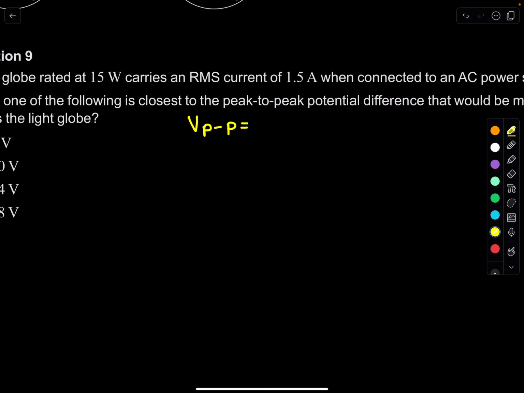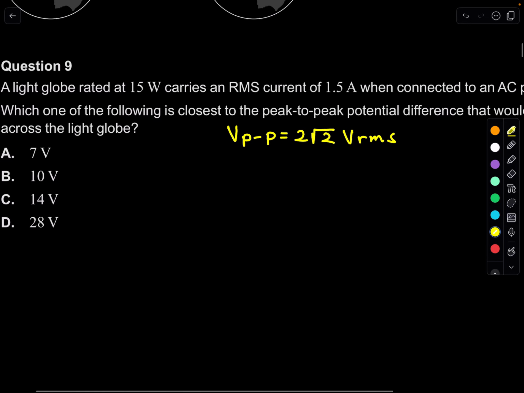So what's the formula? Because I don't look at my summary sheet. Where is that? All right, so peak-to-peak voltage is basically 2√2 times the RMS voltage. This is my formula. So I'm going to calculate the RMS voltage because I have the RMS current. We know that P equals VI, where voltage is P over current.